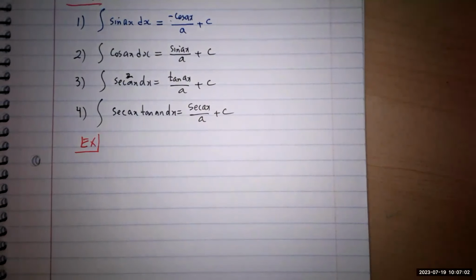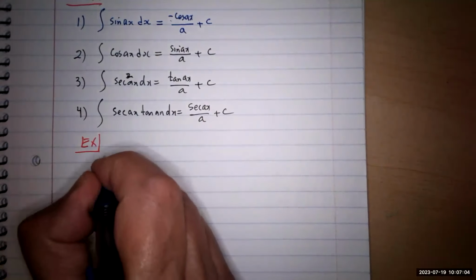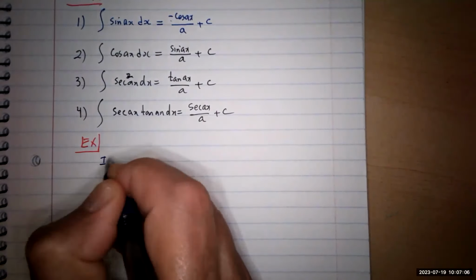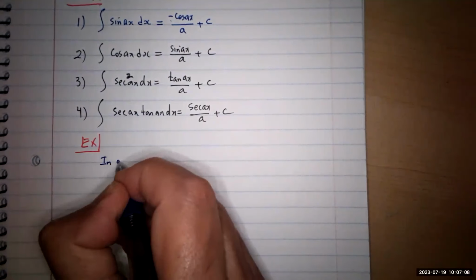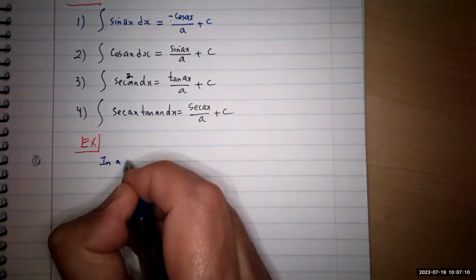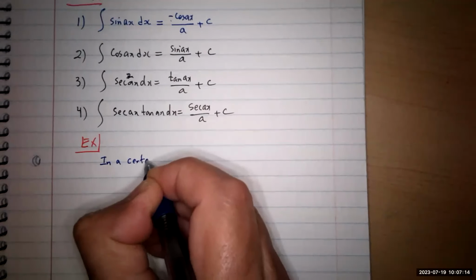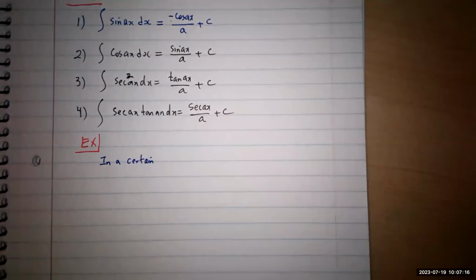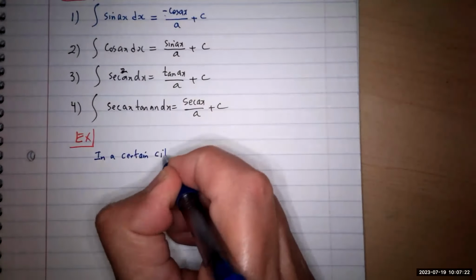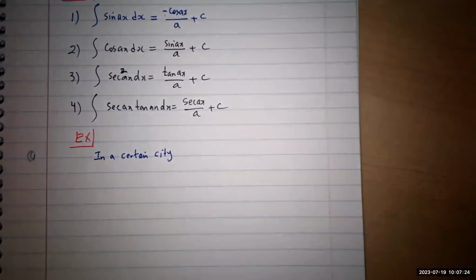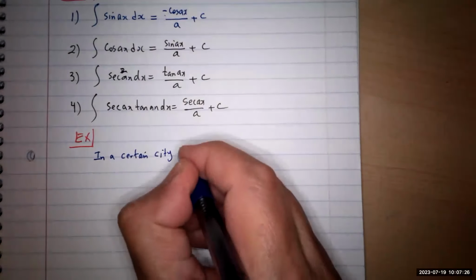In a certain city, you can say Oceanside, San Marcos, it doesn't matter. We are not going to name the city if you like, but check on the internet, from the weather channel, etc. You can find it in a certain city. The temperature.